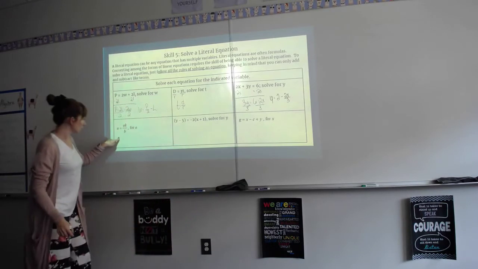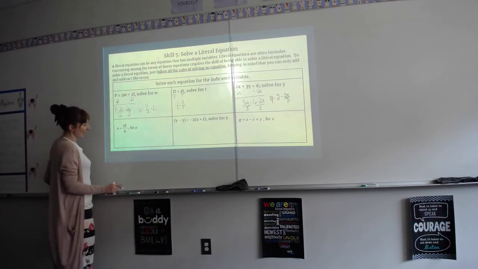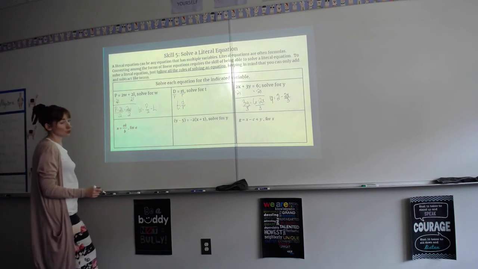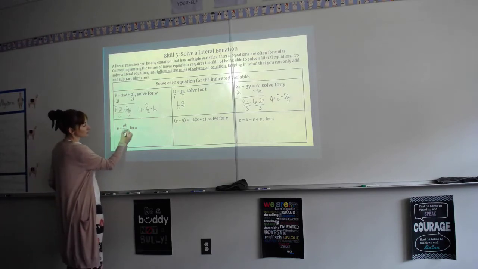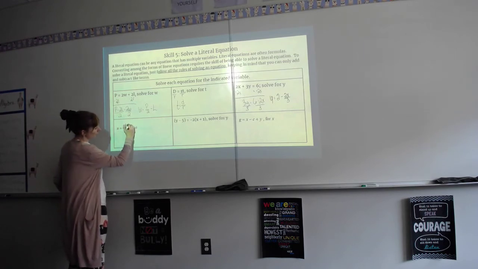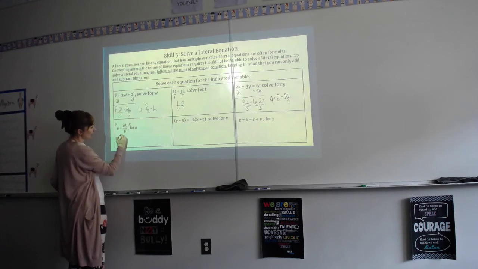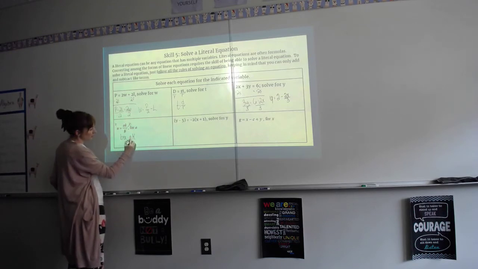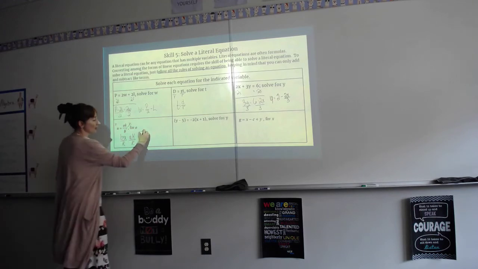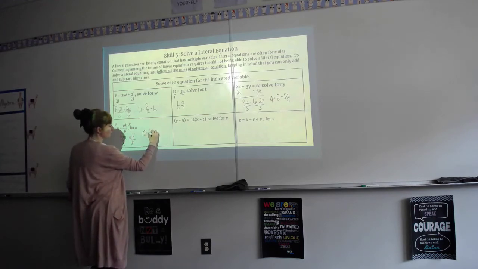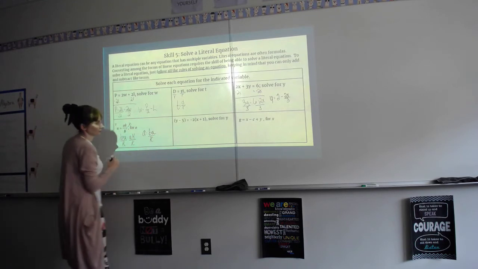Example number 4, u equals ak divided by b, and we need to solve for a. Since b is in the denominator, I know that everything is getting divided by b, and the inverse of dividing is multiplication. So we're going to multiply both sides by b. So now we have bu equals ak. I hope you realize that we need to divide by k to get the a by itself. So a equals bu all over k.